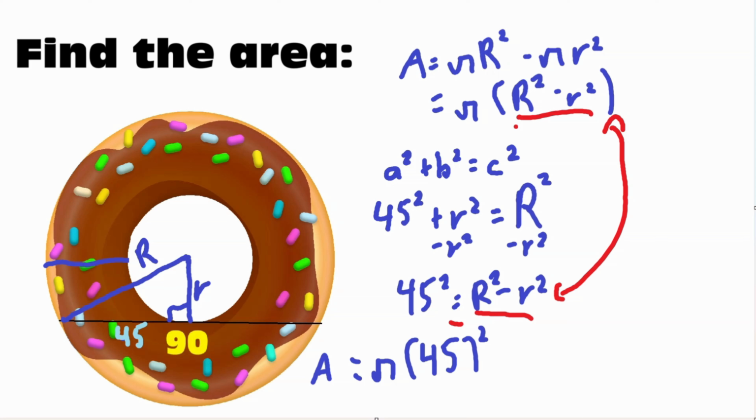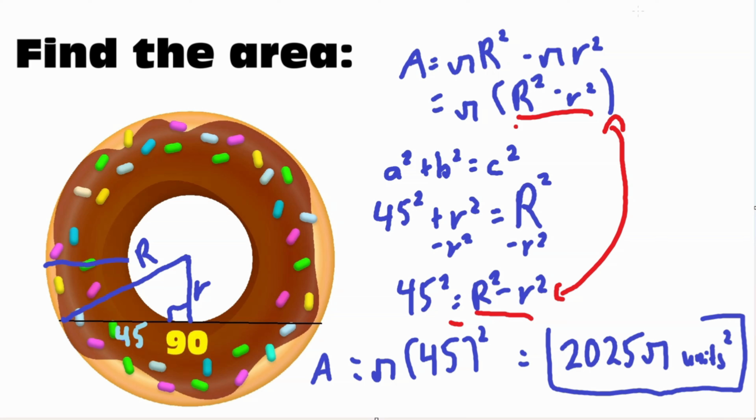So 45 squared, I believe, is equal to 2025. Then we put the pi. So this is our area. Since I'm not given any units in the problem, I don't have to put in units. Well, I'll just put units squared actually, because since it's area, it's always squared. And this is our final answer. This is the area of the donut.